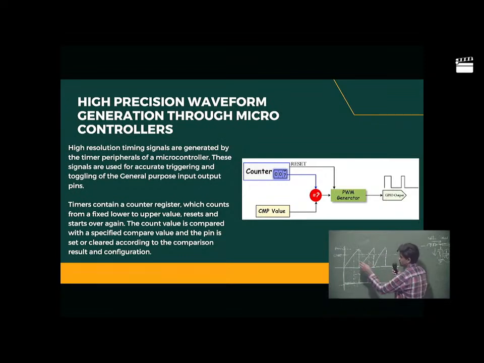Now you can keep the compare value constant, or, since this is just software, it can be programmed with one line of code. It's something called a register. You might be familiar with the term register. It's just a register, and its value can be modified through code. It's not necessary that if the compare value at this time was this, it should be the same at the next cycle. It can be varied according to my need.